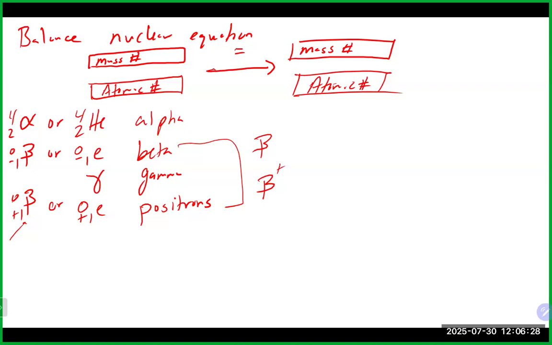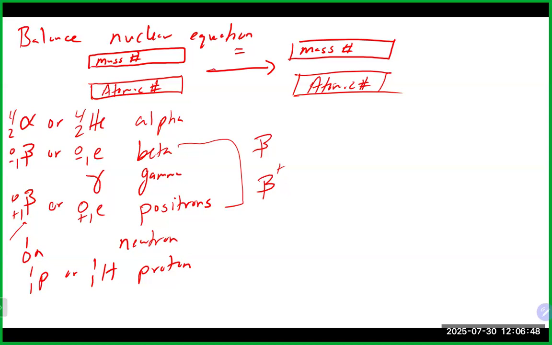Other symbols that we see, our friend the neutron, right, is abbreviated like so. Also our proton, which is either with a P or a hydrogen for a proton. Again, that is another common symbol.